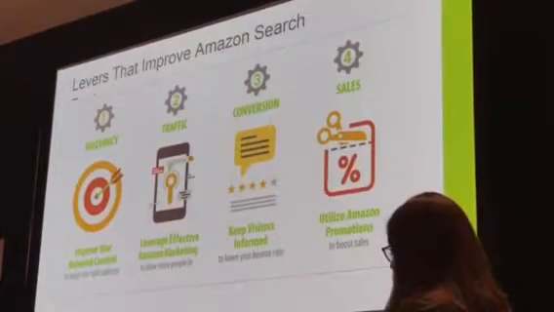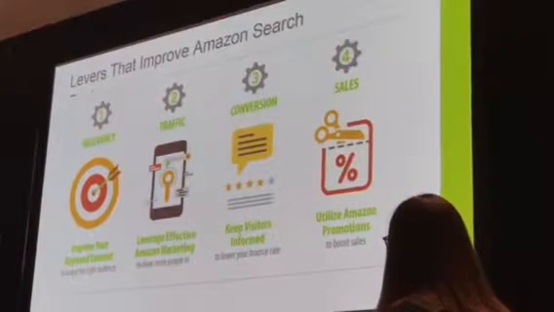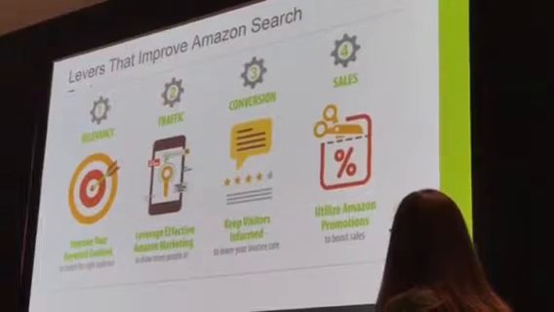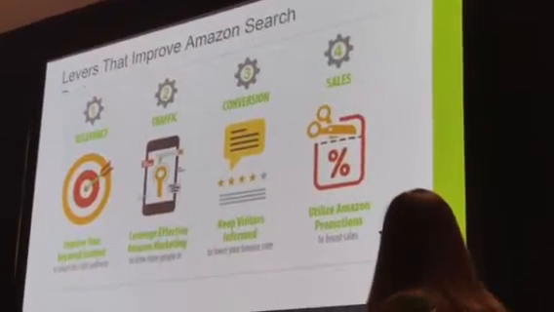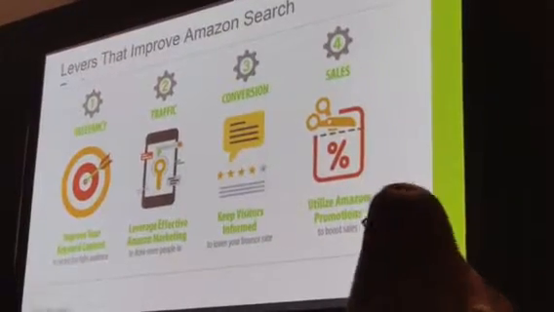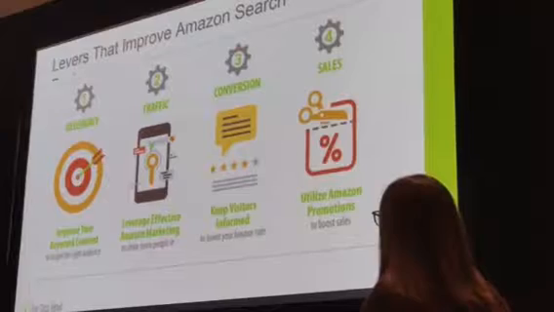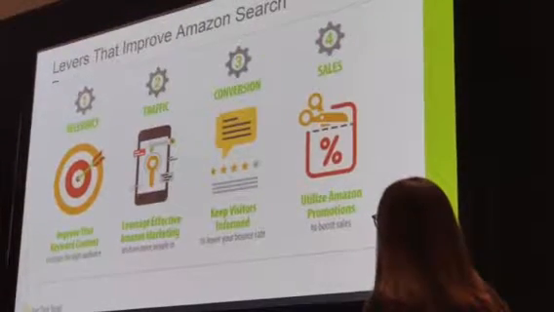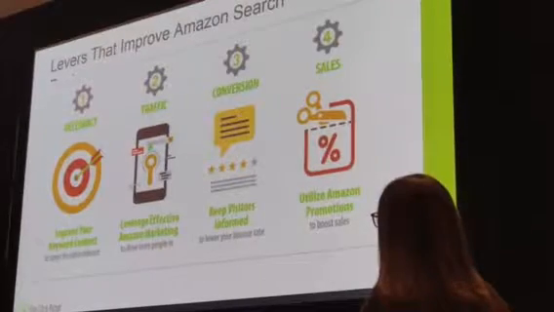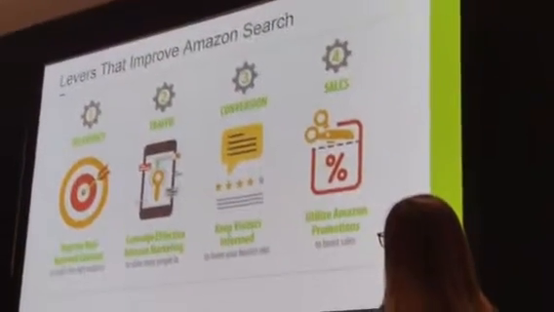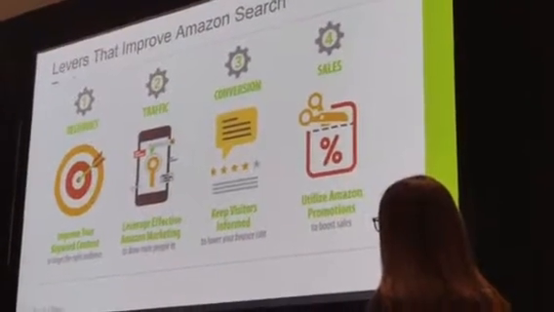Okay, so let's go back to this last part. Those levers again: relevancy, traffic, conversion, and sales. Now, two of the four, I would say, are kind of a long-term approach, kind of a set it and forget it. Once I get my content in place, I might have to tweak it every once in a while. And once I get all my images and bullet points all set up, I can just let it ride. Those are parts of the search algorithm that are more long-term plays.